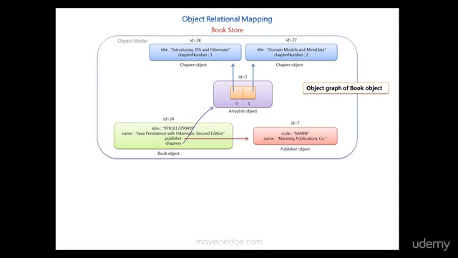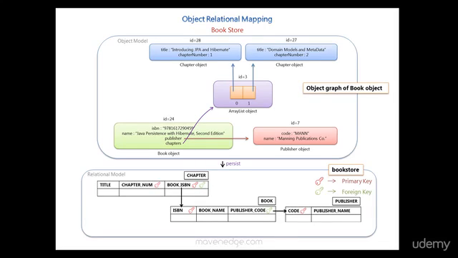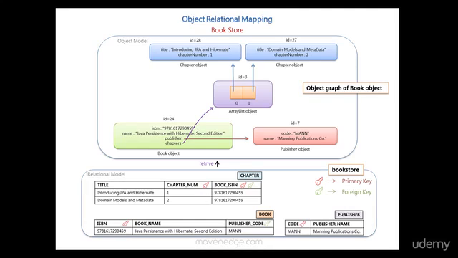Hi, in this session we'll be talking about object relational mapping, and we will try to understand it with the help of a Java application called Bookstore. In that application, we will create an object graph of a book object and persist it into a relational database called Bookstore. And after that, we retrieve the same object graph of that book object back from the Bookstore database. And we will do that by writing JDBC and SQL code.